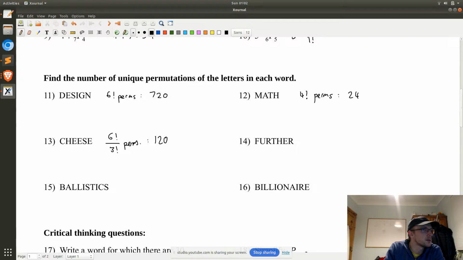Am I getting this right? Yep. Here we see 7 factorial, 2 repeats of the R, which is half of 7 factorial, which is half of 5040, which is 2520.